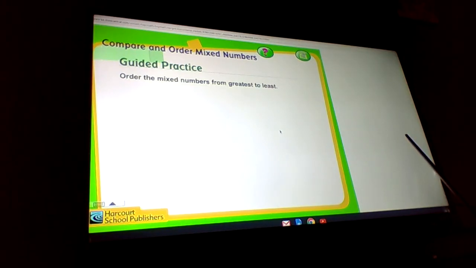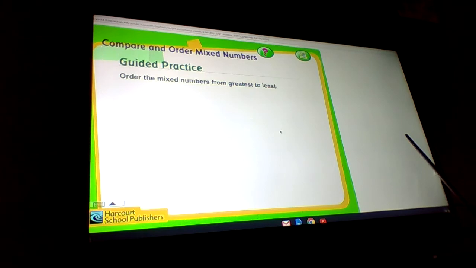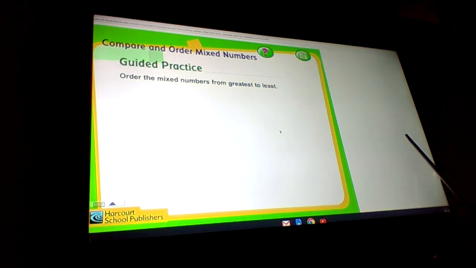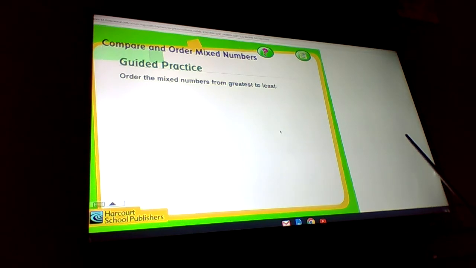Now I have 2 and 7/9 and 2 and 4/5. Well, I have to take those fractions and do what? I have to find a common denominator. What do they have in common? It's going to have to be 45. So I'm going to use 45 as my denominator. I'm changing 7/9. What do I have to do to the 9 to get 45? 9 times what equals 45? Yeah, it's 5. So I have to be fair to fractions. 7 times 5 is 35.